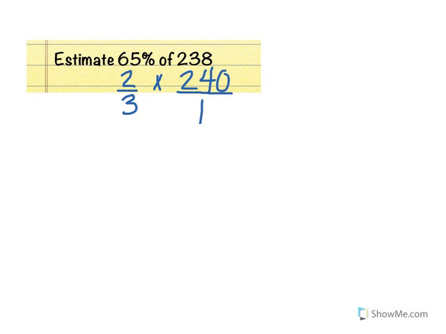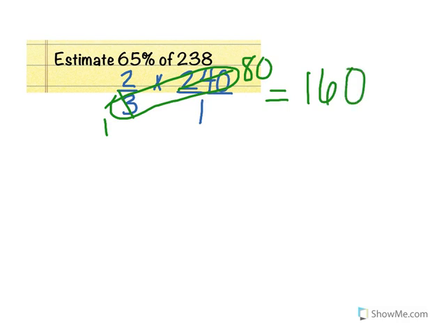Now I can look at my numbers that are diagonal from each other to see if I can go ahead and simplify. 2 and 1, the only factor they share would be 1, so it's not going to do me any good to simplify there. 3 and 240, though, do share the factor 3. 3 goes into 3 once. 3 goes into 240 80 times. So now when I multiply across, I have 80 times 2 is 160, and 1 times 1 is 1. So 160 over 1 is 160.